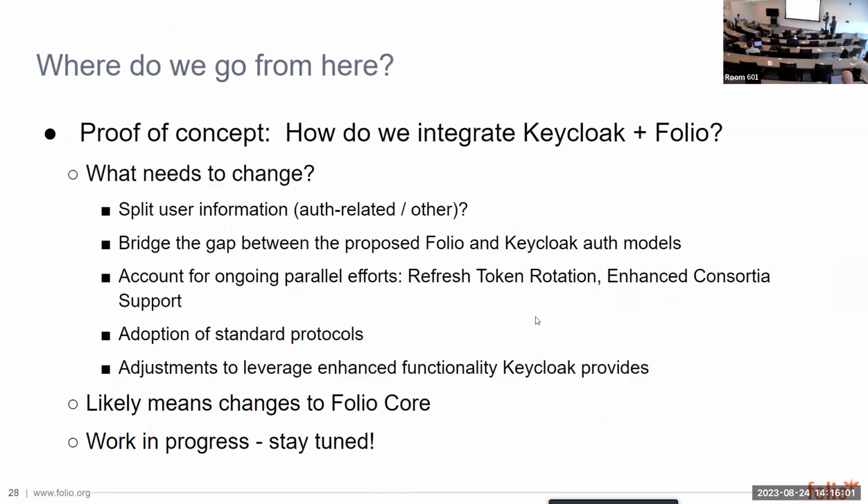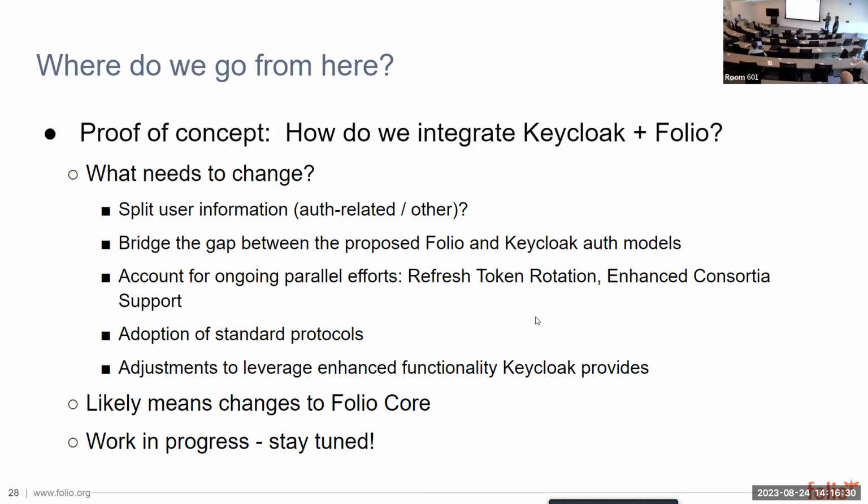So all that said, where do we go from here? We suggested two different approaches we could take to implementing this: one on top of the existing Folio modules, and the other being adopting something like Keycloak. I think there's merit, and it's definitely worthwhile to take a closer look at Keycloak. So we're doing a proof of concept. It's looking at what would need to change in order to integrate Keycloak with Folio.